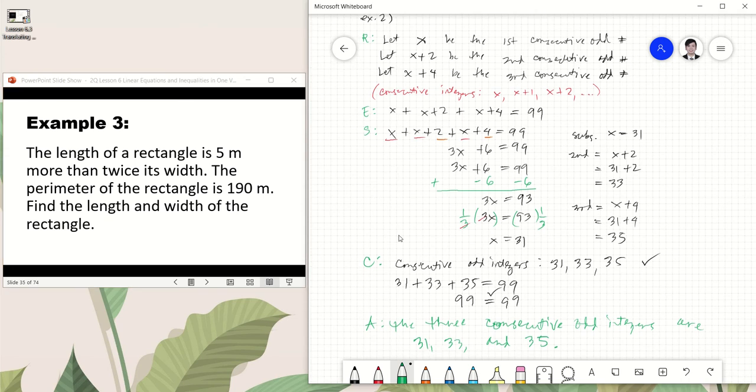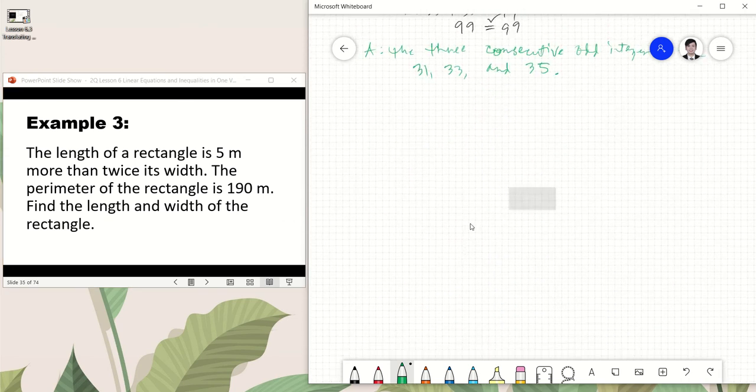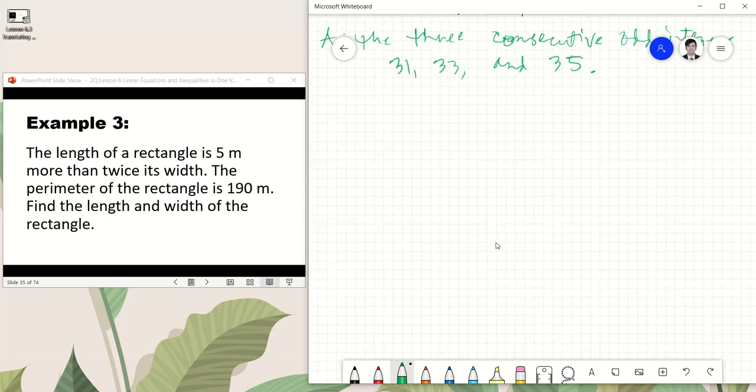Okay, let's proceed to example 3. So this is now a geometry problem. So the length of a rectangle is 5 meters more than twice its width. The perimeter of the rectangle is 190 meters. So find the length and the width of the rectangle.